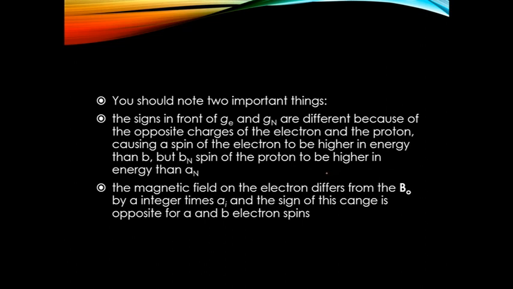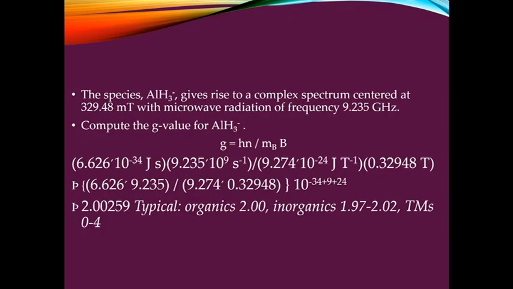You should know two important things. Signs in front of the g and gn are different because of the opposite charges of the electron and the proton, causing the spin of the electron to be higher and the spin of the proton to be higher in energy than An. The magnetic field of the electron differs from B0 by integer times Aj. So this is the equational definition, but we can remember the Landé splitting factor can be two types. Compute the g value for ALS3.